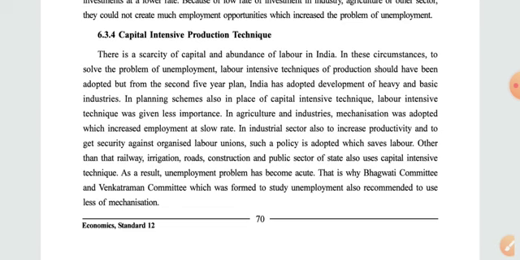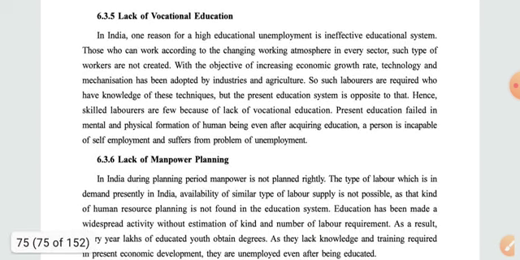So from the next lecture onwards we start with point number 5, that is lack of vocational education. Till then, understand these points very clearly, and if possible then write them in your concept book, rough book or fair book so that it gets more clear.